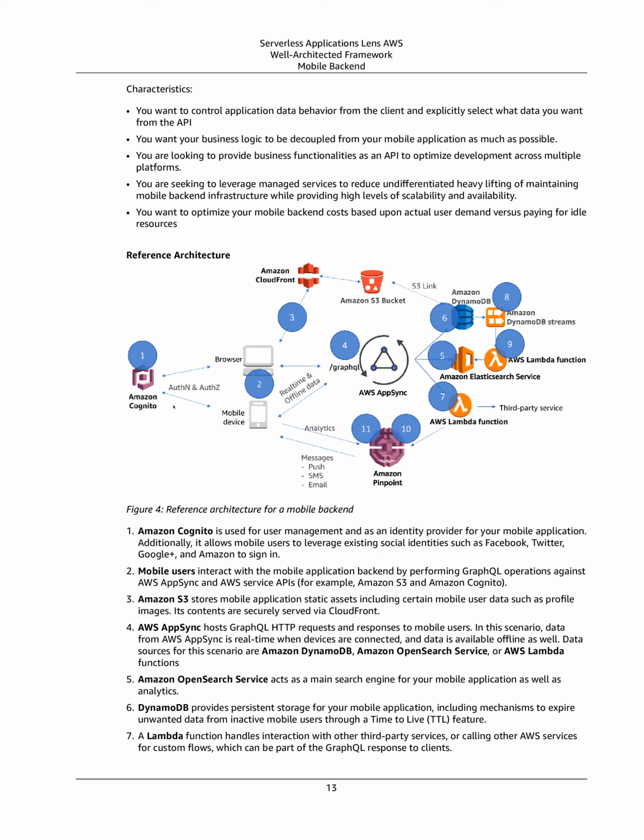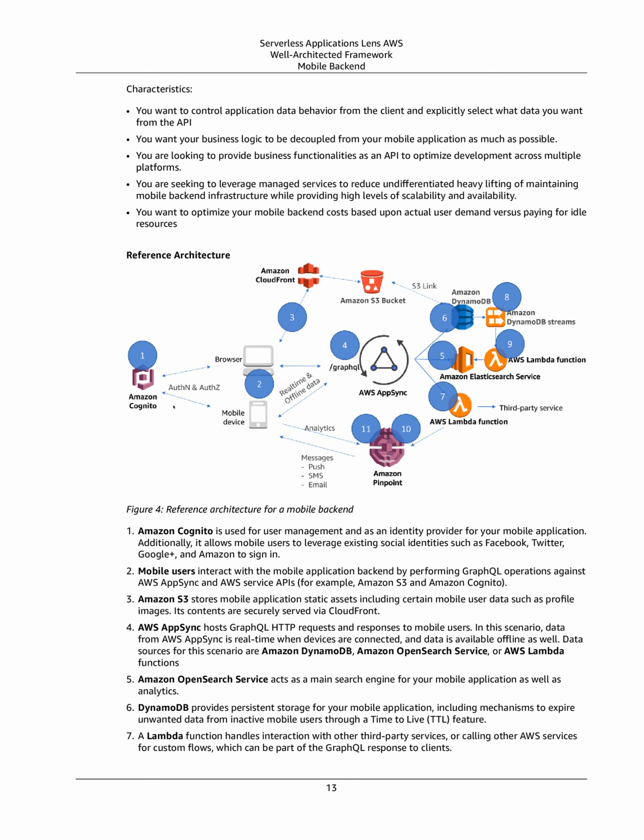3. Amazon S3 stores mobile application static assets including certain mobile user data such as profile images. Its contents are securely served via CloudFront. 4. AWS AppSync hosts GraphQL HTTP requests and responses to mobile users. In this scenario, data from AWS AppSync is real-time when devices are connected, and data is available offline as well. Data sources for this scenario are Amazon DynamoDB, Amazon OpenSearch Service, or AWS Lambda functions.